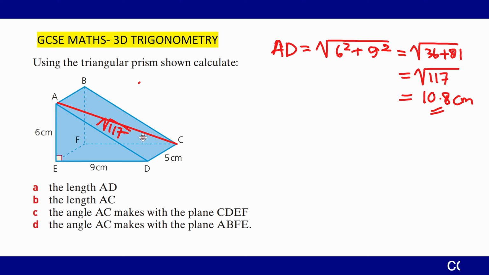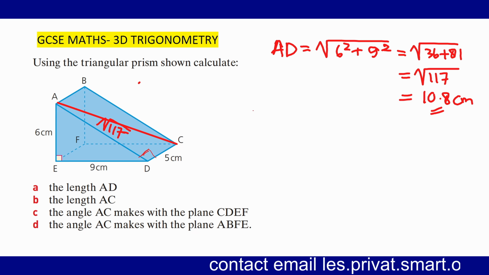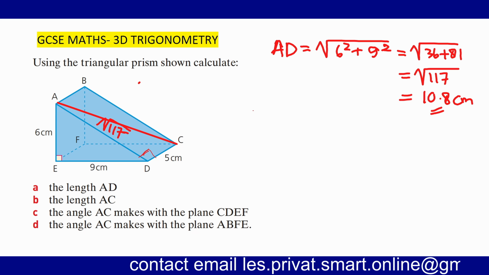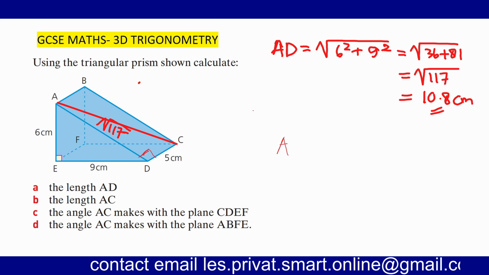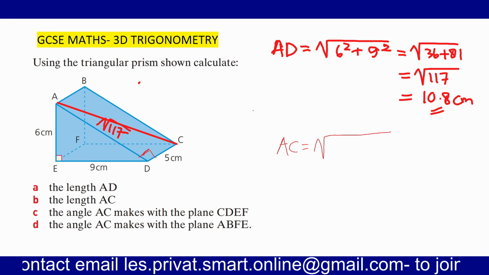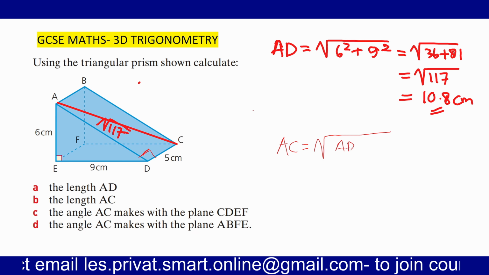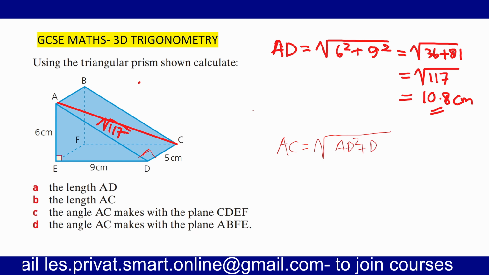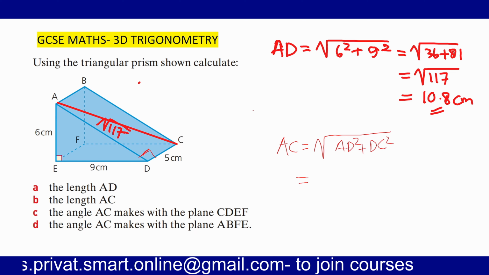So now AC is the hypotenuse of this triangle ADC. Now, we will count AC. AC is the hypotenuse, so AC equals the square root of AD squared plus DC squared.